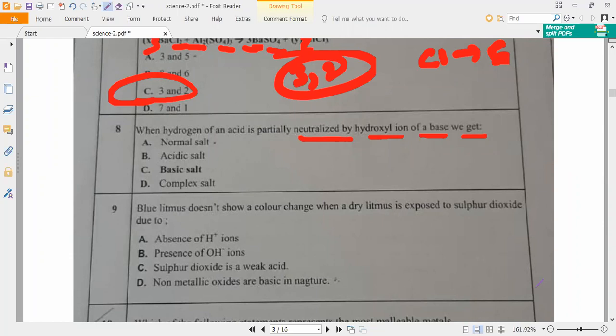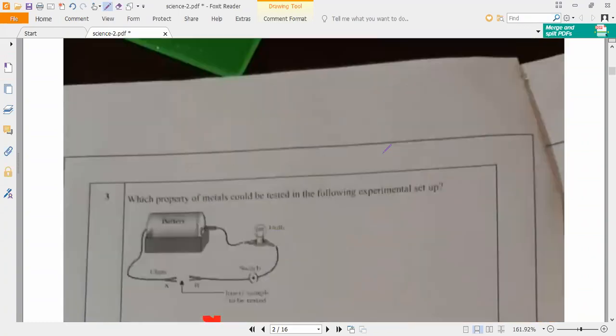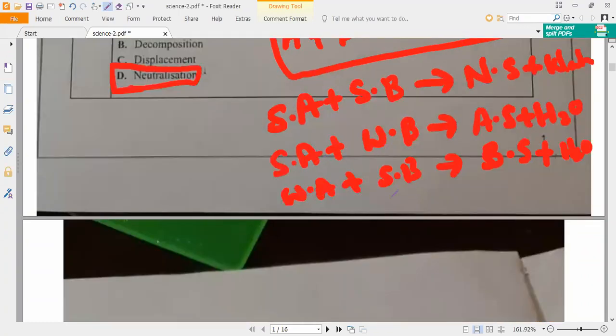So what is it saying? Observe: a salt formed by the partial neutralization of hydroxyl ions of a base by an acid is called, they are asking. When hydrogen of an acid is partially neutralized by hydroxyl ions of a base, who is more here? Acid is partial, meaning H plus ions are less, so weak acid plus strong base. Just now I have taught you, correct? Strong base plus weak acid gives a basic salt plus water.